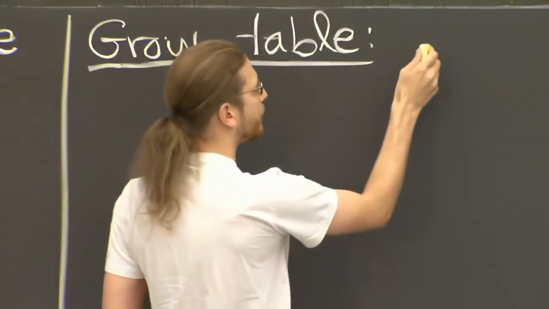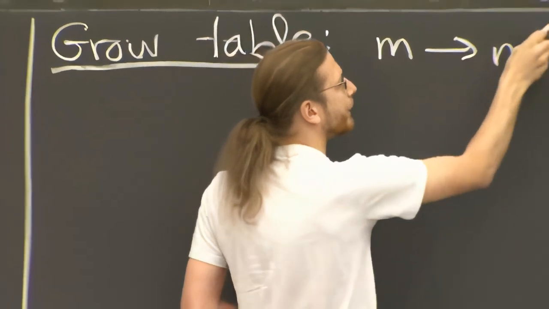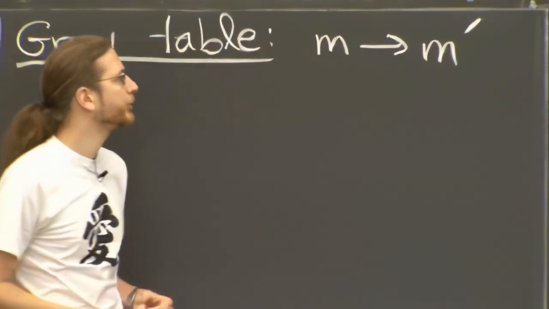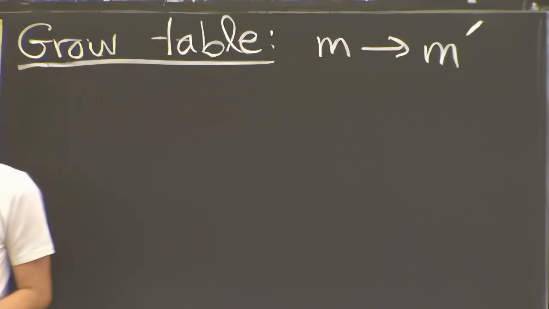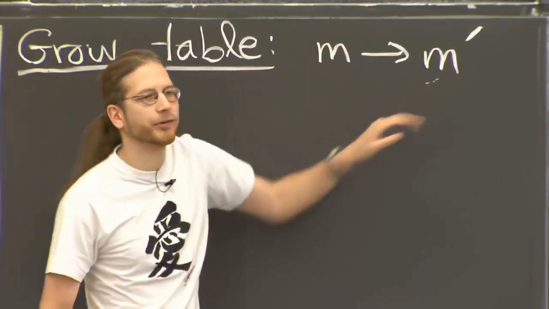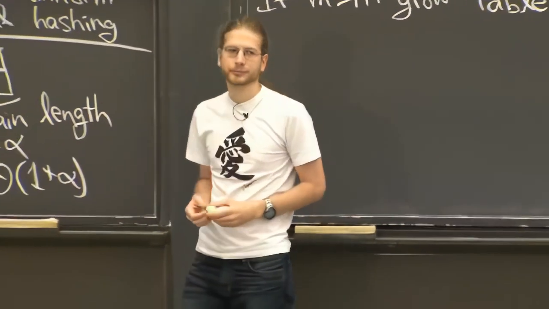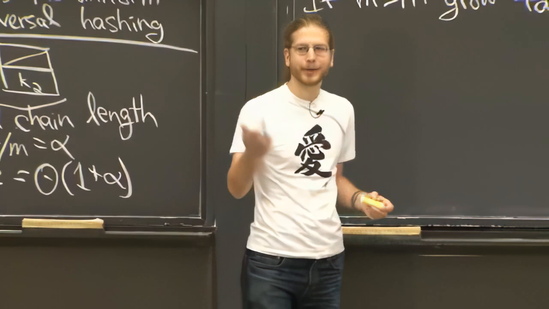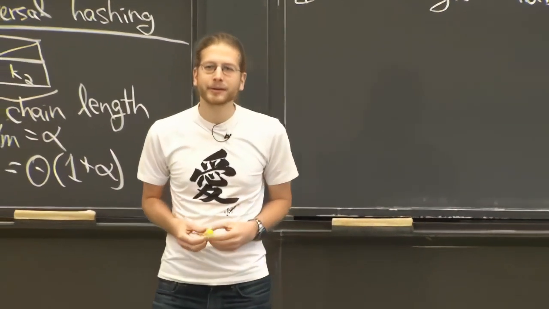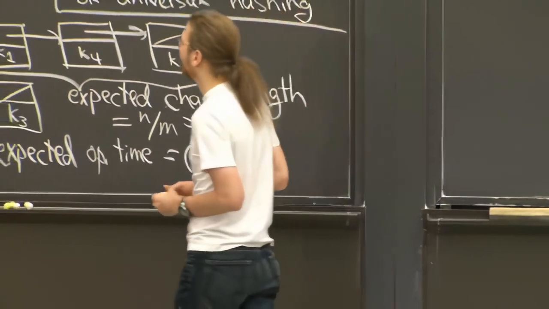So maybe I have current size m, and I'd like to go to a new size m prime. This would actually work if you're growing or shrinking, but m could be bigger or smaller than m prime. What should I do? What do I need to do in order to build a new table of this size? Easy warm up. Yeah? Allocate the memory and then rehash. Yeah, allocate the memory and rehash.